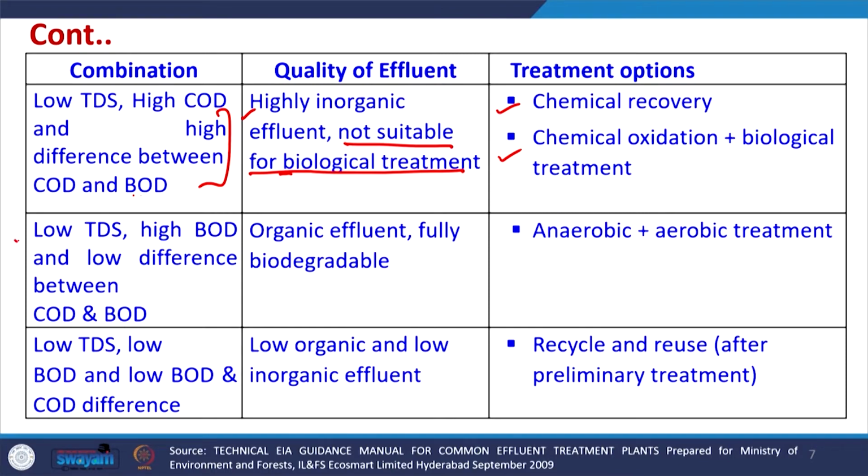Similarly, if the TDS is low and high BOD is there, with little difference, that means it is fully biodegradable, and we can go for biological treatment. If both BOD and COD are low, we can go for recycle and reuse. So, there are different combinations possible by just looking at the TDS value, COD value and BOD value, and the difference in the COD and BOD values or the ratio of BOD to COD. From that we can tentatively adopt the technologies for the treatment.